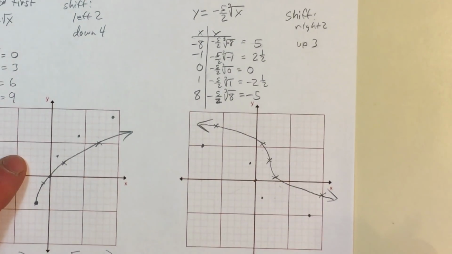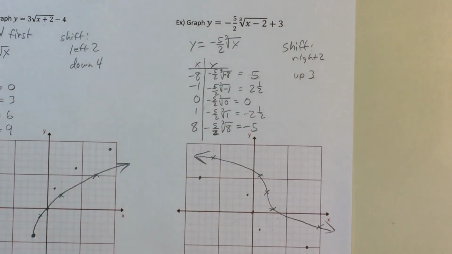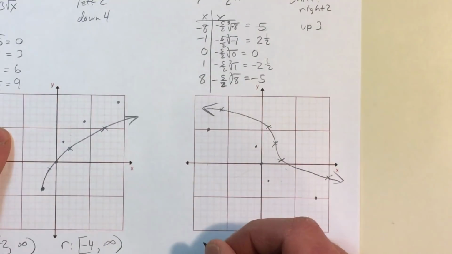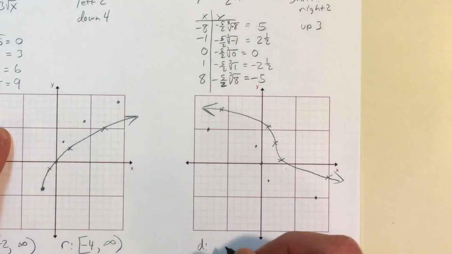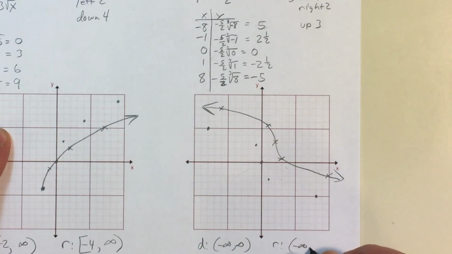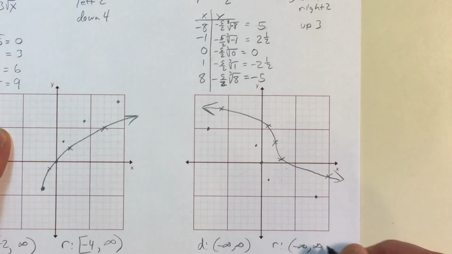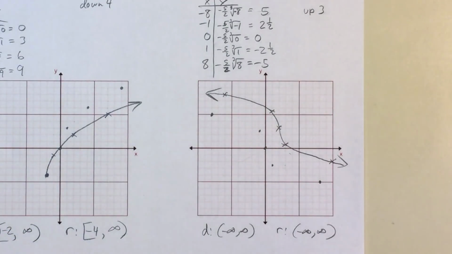All right, now for our domain and range, we did have some shifts here. We shifted right 2, up 3, so that may impact our domain and range. What do you think? Take a look at those arrows. No restrictions whatsoever. It goes to the left forever, to the right forever, up forever, down forever. So we get -infinity to infinity for both of those.